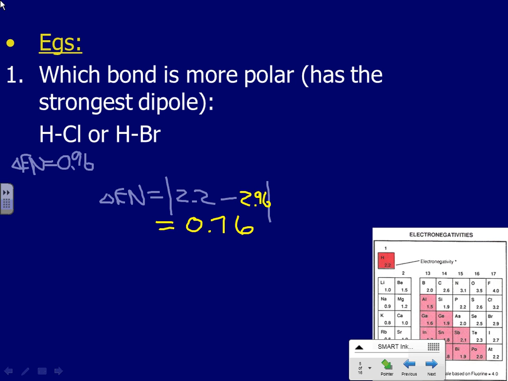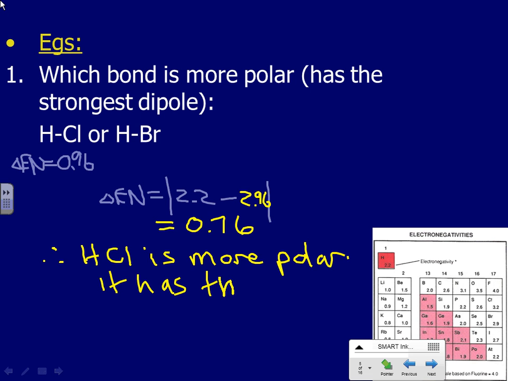Which one's more polar? Which one is the strongest dipole? What's that? HCl. Therefore, HCl is more polar. It has the higher delta EN.